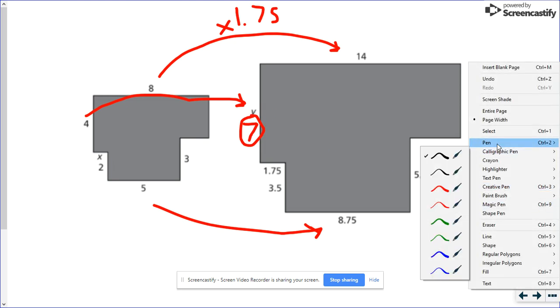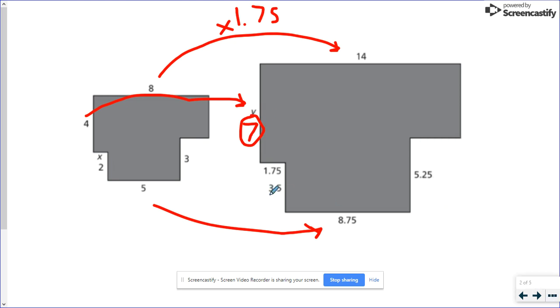There's one more missing side here, and you'll notice that it's going backwards. So I need to do the inverse, the opposite, and instead of multiplying this time, I'm going to divide by 1.75, and 1.75 divided by itself is going to give me 1, which is my other missing side. I don't have to check my angles here because in this shape they are all right angles, so I know that the angles are not changing from one to the other.